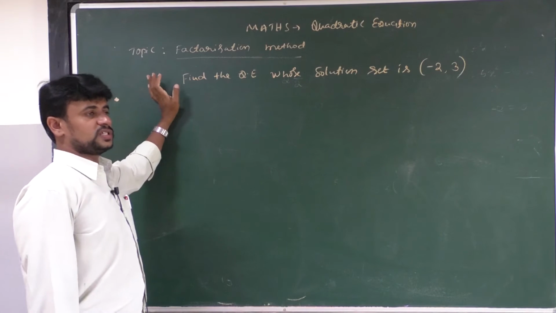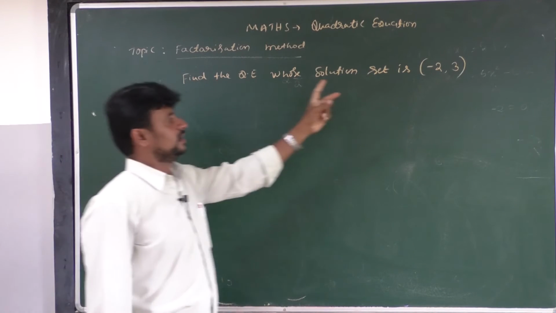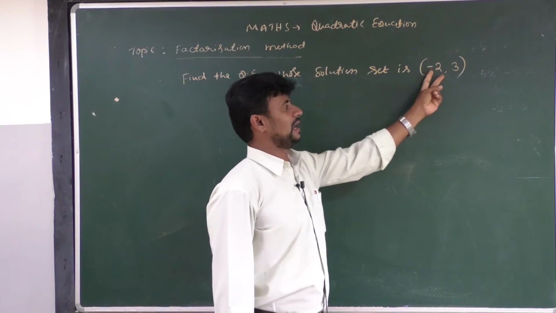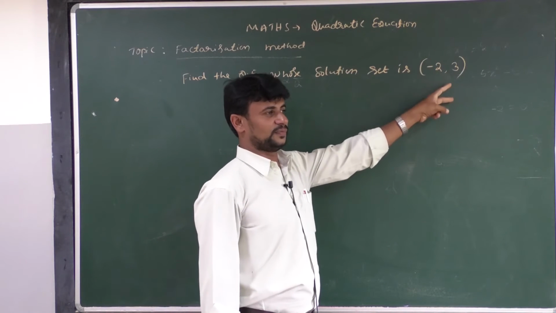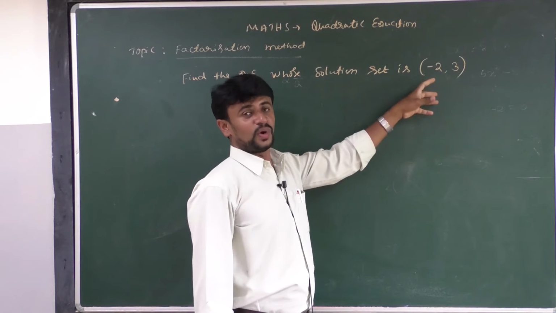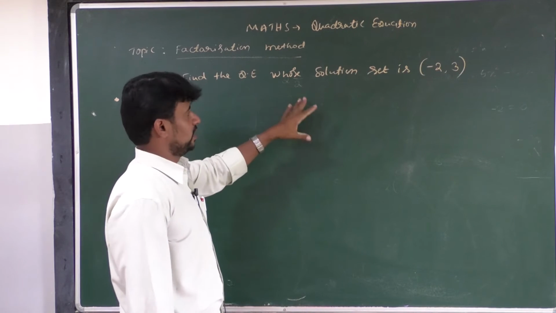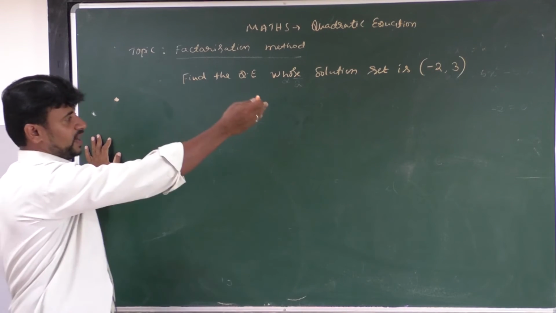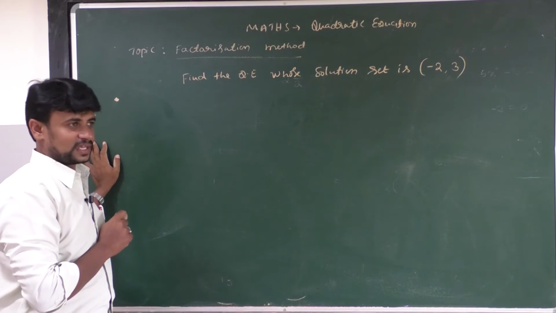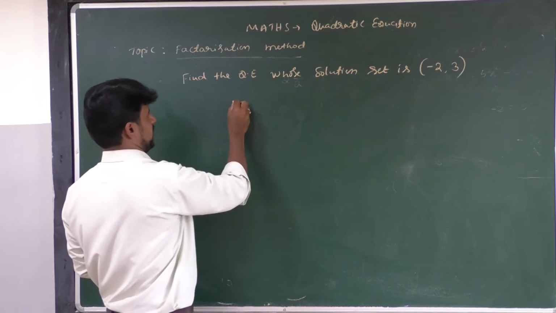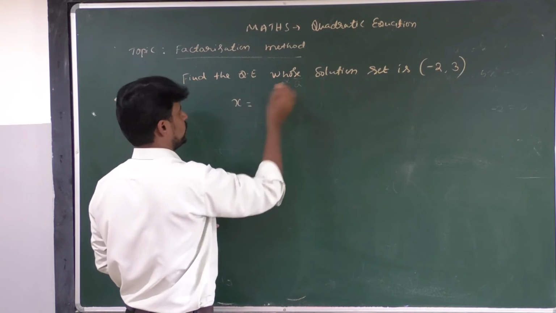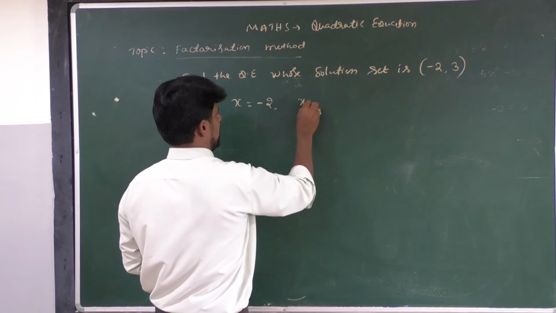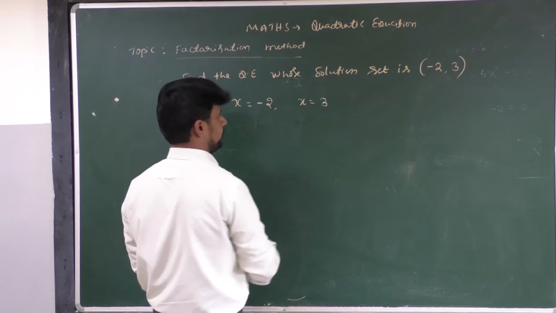because in the last question we had to find the values of x, but in this question the values of x are given. Instead of finding the values of x, in this question we have to find the quadratic equation. This is a reverse question. How can you find the quadratic equation? -2 and 3 are the values of x. So first step is you have to take it as x. Then x is equal to -2, and another value of x is equal to 3.